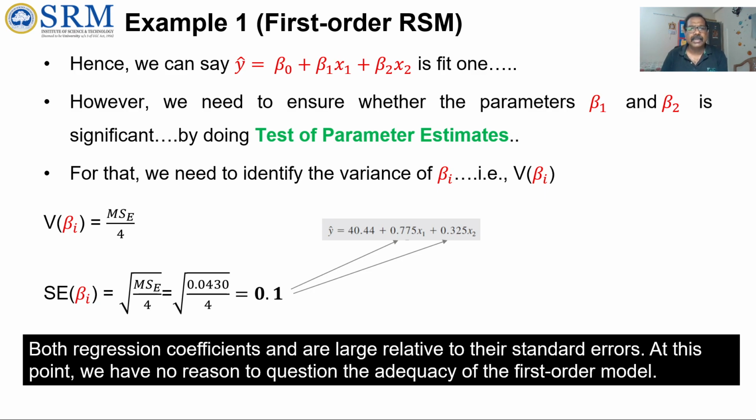So we can say that both regression coefficients are large relative to the standard error which we are getting. At this point we have no reason to question the adequacy, so the first order model is fine.